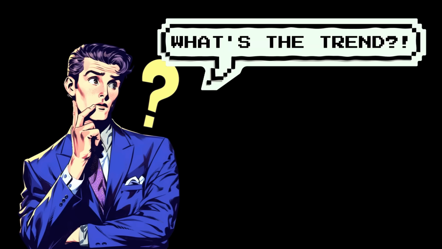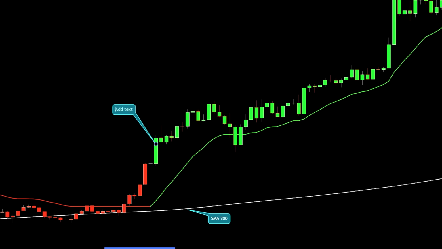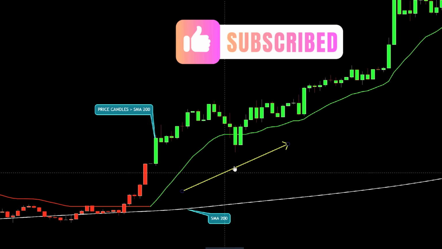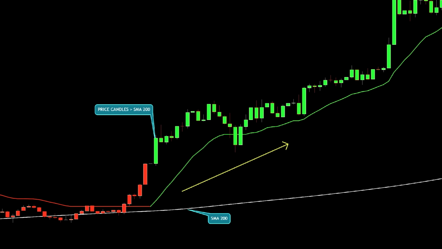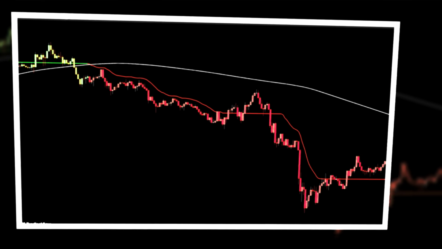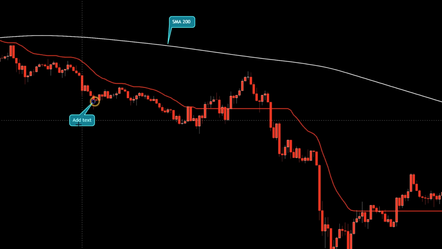Alright, first things first, and this is probably the most important step for you: what's the overall trend? The way I look at it is simple. If the price candles are generally trading above that big 200 SMA line, I'm thinking we're in an uptrend. And if the price is below it, I'm thinking we're in a downtrend. This is the first filter. It tells me which direction I should even be paying attention to.